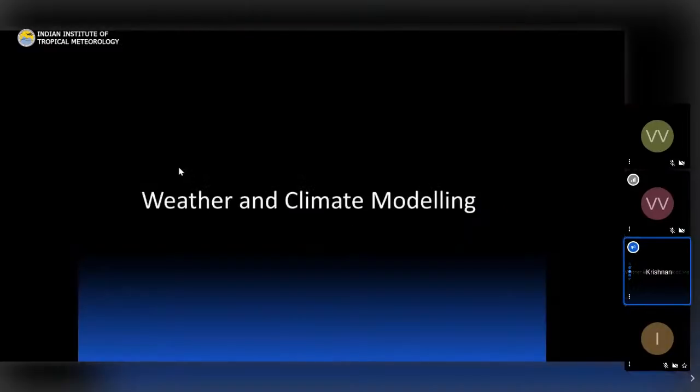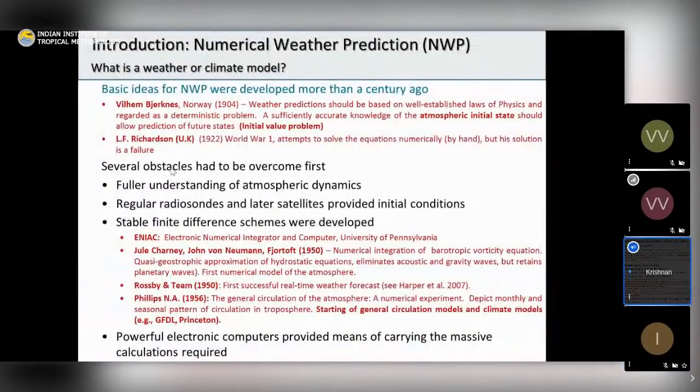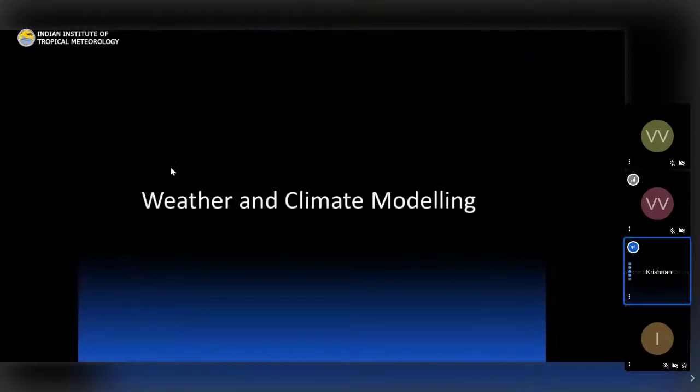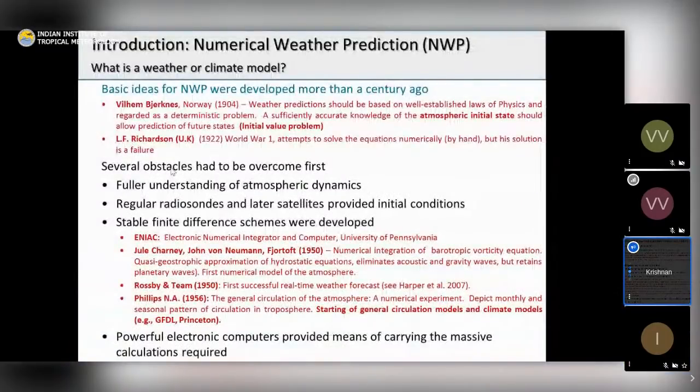And now I go to the issue of weather and climate modeling, and why it's important. Weather prediction is also a very important success story. Numerical weather prediction, NWP: weather and climate models basically start from a weather model. The basic ideas of NWP were developed more than a century ago by Bjerknes. He proposed that weather predictions should be possible based on well-established laws of physics. However, he regarded this as a deterministic problem. If we have a sufficiently accurate knowledge of the atmospheric initial state, it should be possible to predict future states. So basically weather prediction is an initial value problem.